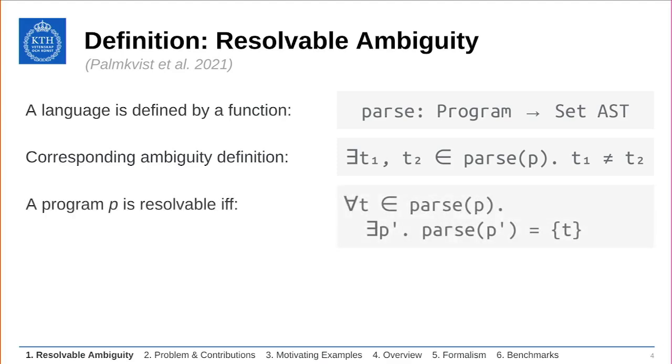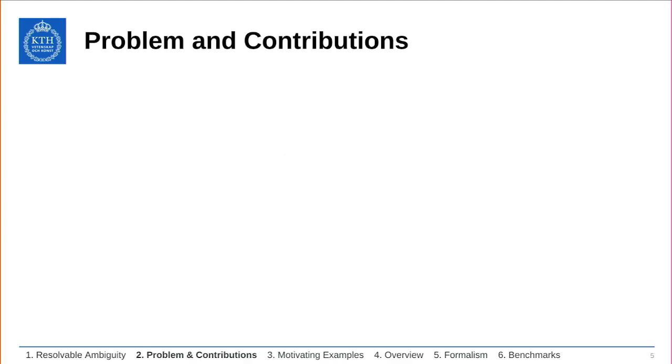Now, this definition that's on screen right now is the definition that this entire talk is about. A program, call it P, is resolvable if for all the ASTs it can parse as, call them T, there exists another program, call it P prime, such that P prime parses unambiguously as T. This is something we want to always be true.